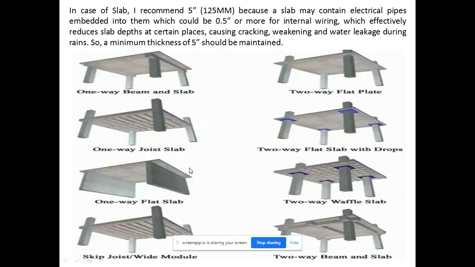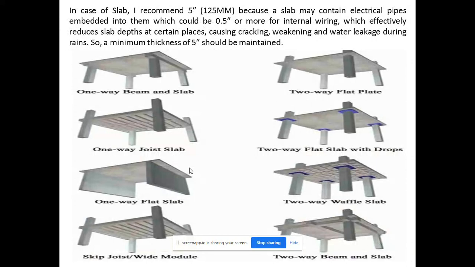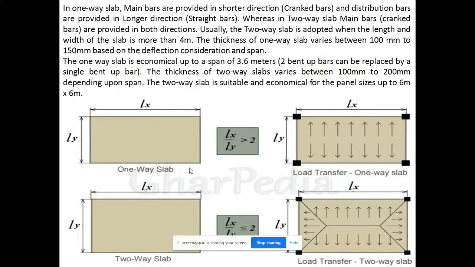So these are different kinds of slabs that we come across at certain places: one-way slab, two-way flat plate, one-way joist slab, two-way flat slab with drops, one-way flat slab, two-way waffle slab, skip joists or wide module, two-way beam and slab. Basically, the most important ones are only one-way slab and two-way slabs.